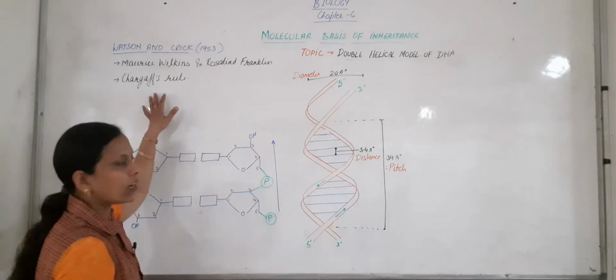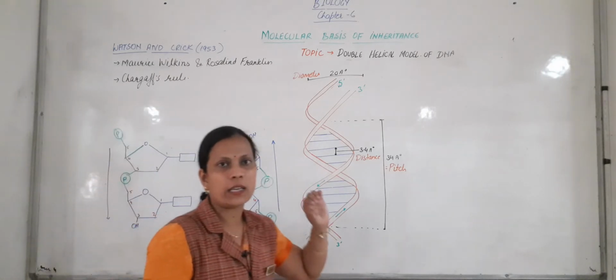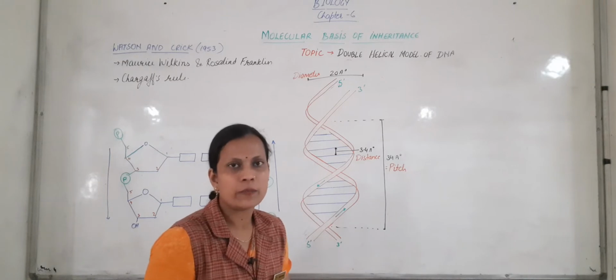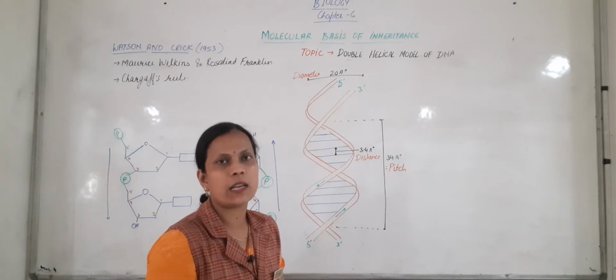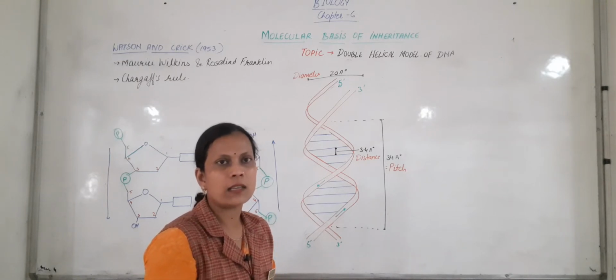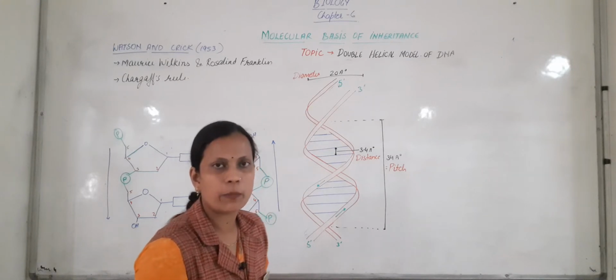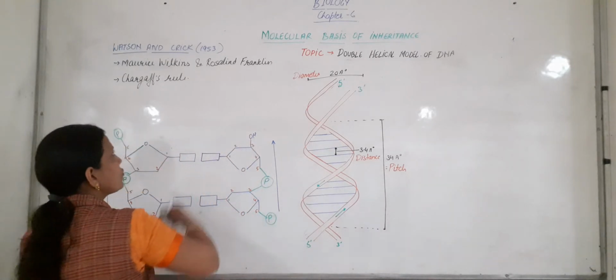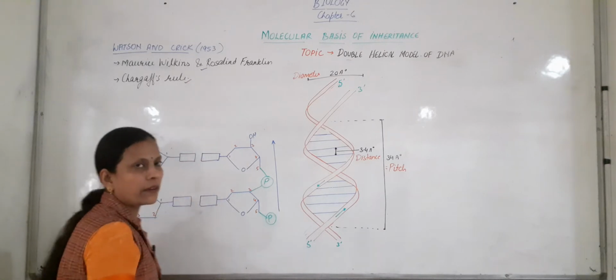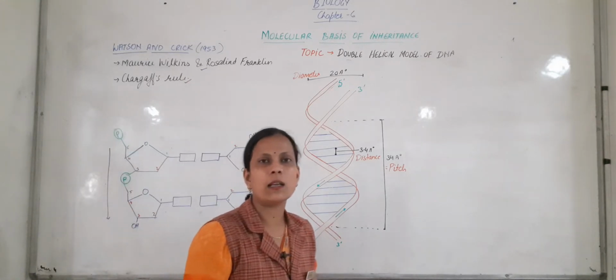And next was Chargaff's rule. Now Chargaff, while working with DNA, found that the ratio of purines and pyrimidines is constant. Like the amount of purine is equal to the amount of pyrimidines in DNA. So these two informations were used by Watson and Crick to give their double helical model.